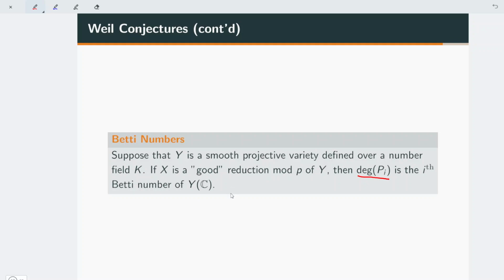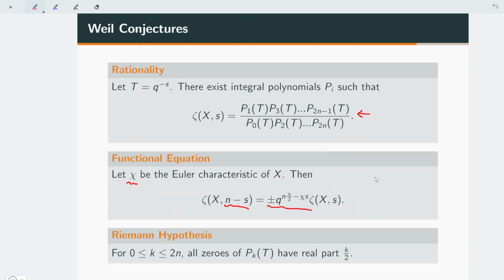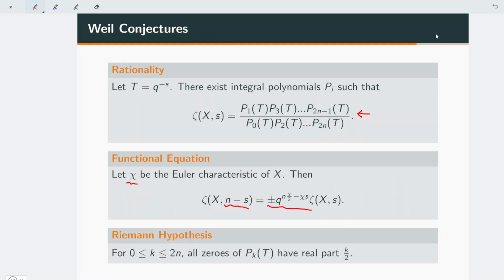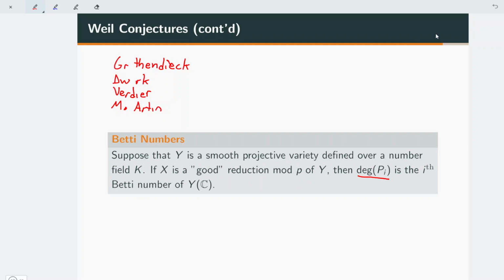So I'll just say a couple words about how these were proved. All of the conjectures except for the Riemann hypothesis one are credited to Grothendieck, someone named Dwork, someone named Verdier, so some of Grothendieck's collaborators, and also Michael Artin. They proved the first three of the conjectures, not including the Riemann hypothesis one, using the theory of l-adic cohomology.